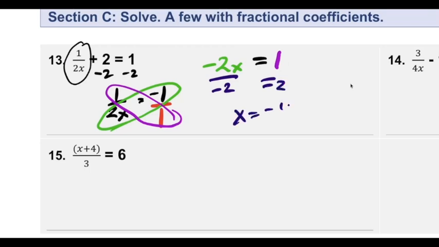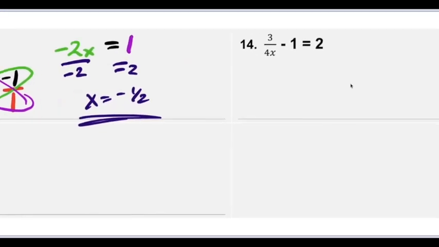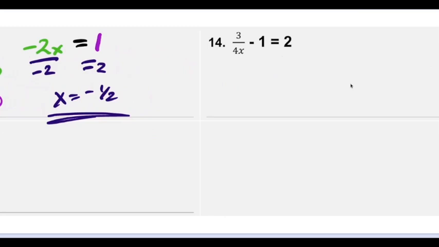X equals -1/2. Like that. Move on to the next one. We're going to do the exact same thing here. Try to get this variable by itself. So let's add 1 on both sides. Here's my equal sign. I get 3 over 4x equals 1 plus 2 is 3.